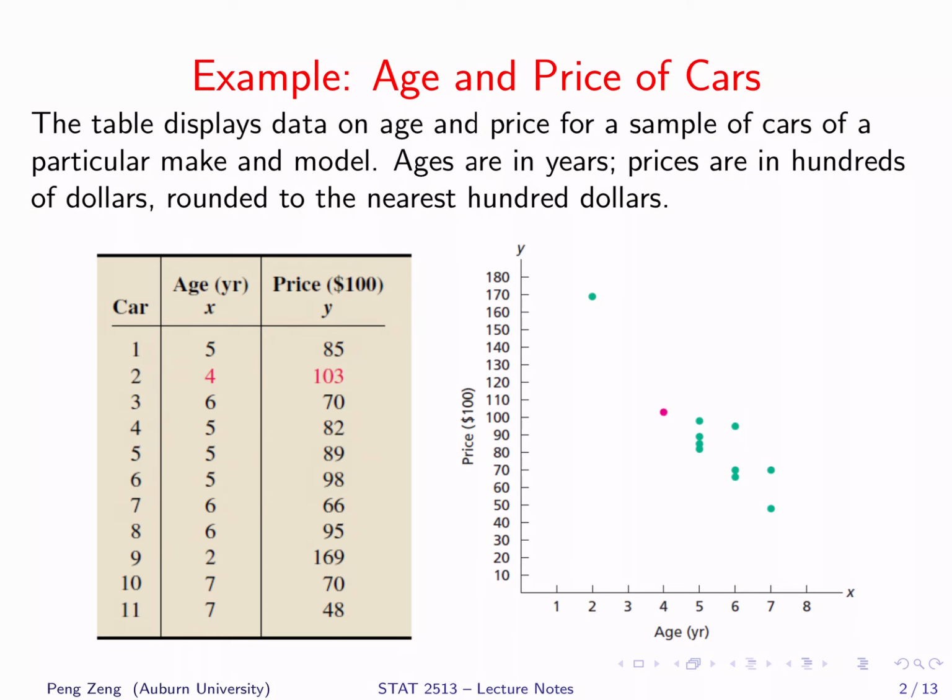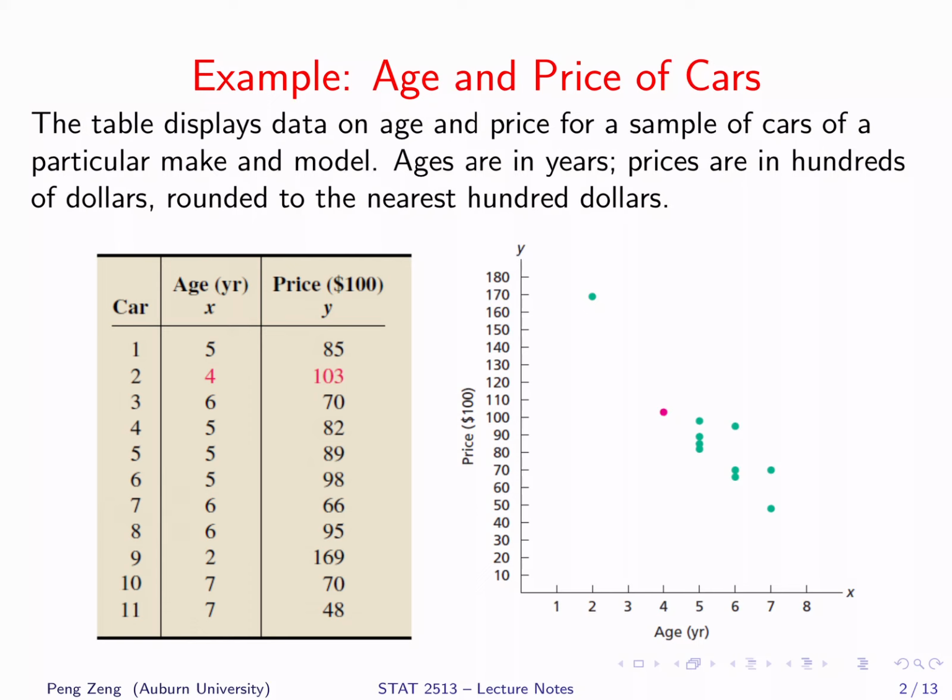The table displays data on age and price for a sample of cars of a particular make and model. Ages are in years, prices are in hundreds of dollars, rounded to the nearest $100. From the table, we can see that there are 11 total cars. For each car, we have its age and price.